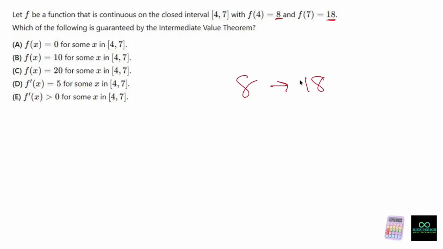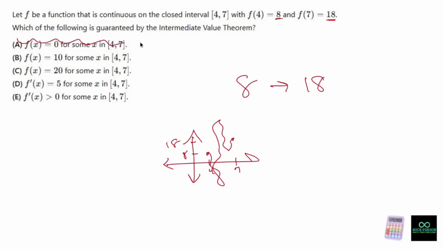Okay, if this is continuous, you're going to have some type of graph. Now, we don't know what the graph is going to look like. But if this is 4, and this is 7, and this is 8, and this is 18, you start here, you end here. At some point, no matter what it looks like, you're going to hit definitely between 8 and 18. So f of x must be 0? Nope, that's not an option. It doesn't have to be. It could happen, but it doesn't have to.